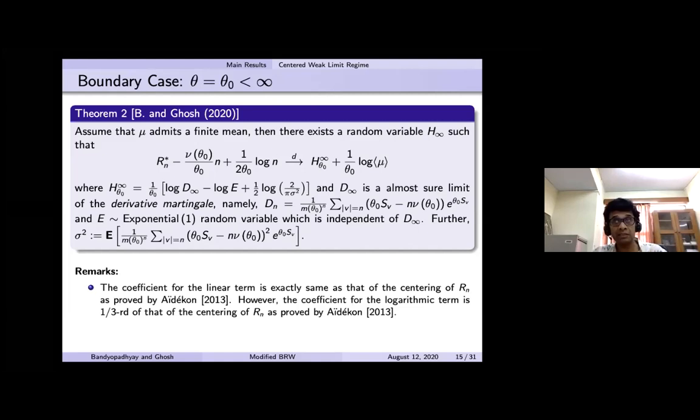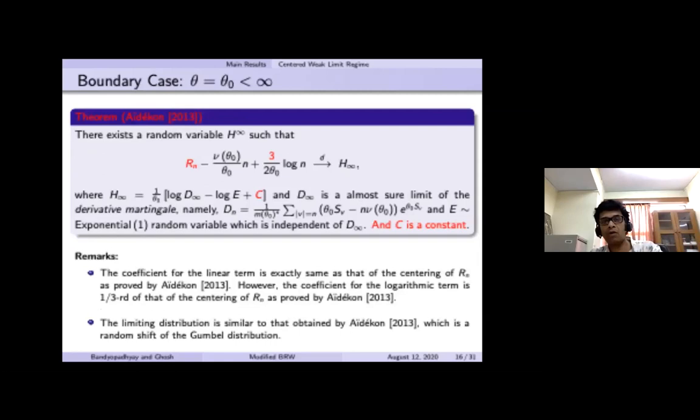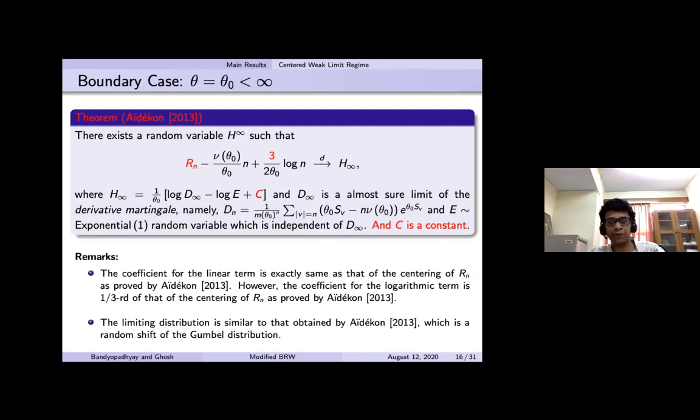There is a difference at the level of the Bramson correction: the constant in front of the logarithm changes. The limiting distribution happens to be similar to that of Aidekon, which is a randomly shifted Gumbel distribution. Now, in the next slide, I'm just going to superimpose what Aidekon did on our result. So the reds are the only difference. Let me just do it once more. This is our result, and this is Aidekon's result.